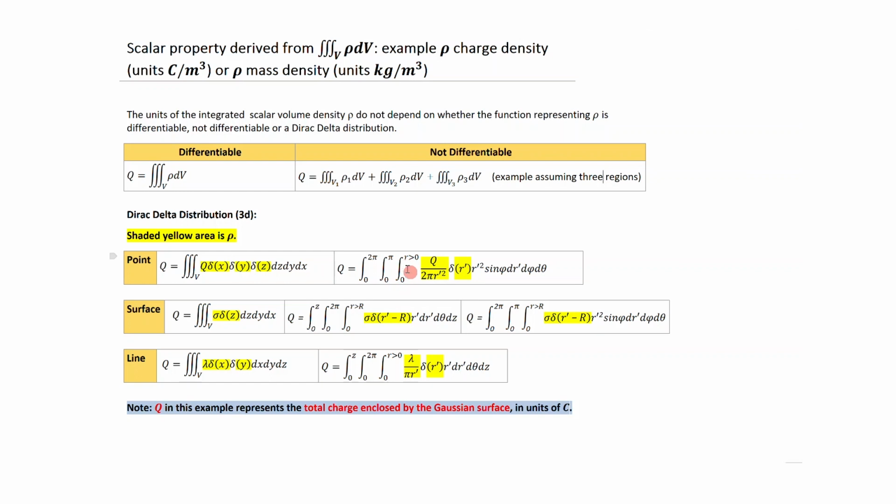And we would integrate from 0 to r, where r just is greater than 0. And this would be total charge enclosed. So this or this will give you the same answer. It may be more convenient to use this formulation.